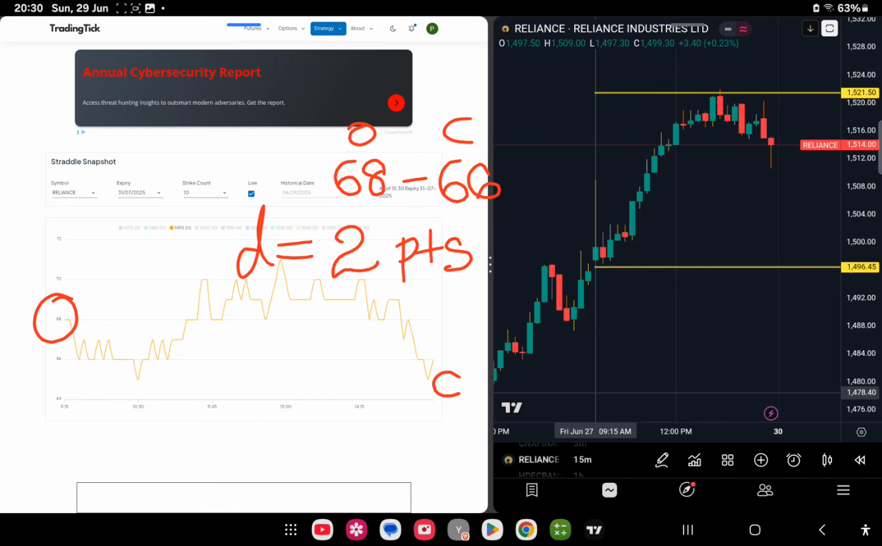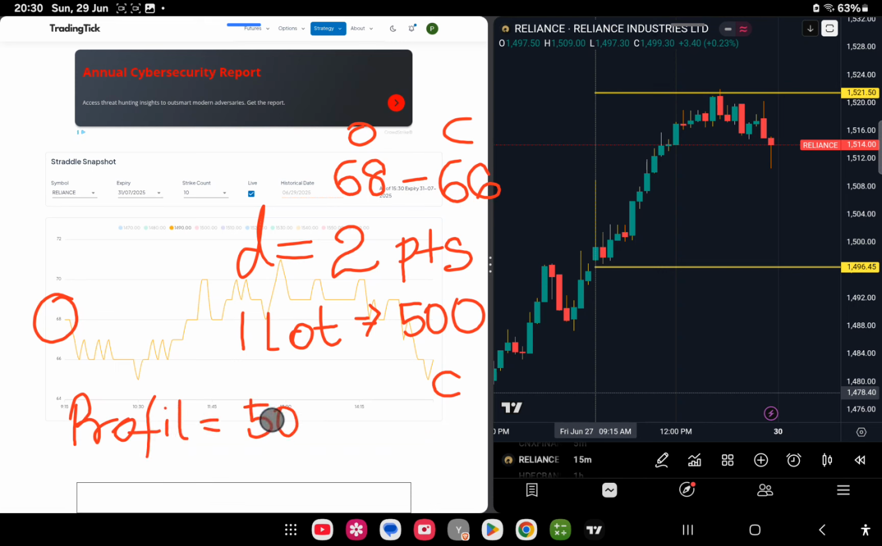What will be one lot size for Reliance? That is 500. So previously it was 250. Now they have changed to 500. So now the profit calculation is one lot 500 times how much is the decay? 2. So that is 1k is our profit. For 2 lots it will be 2k. 3 lots it will be 3k. That's how you have to calculate for Reliance.